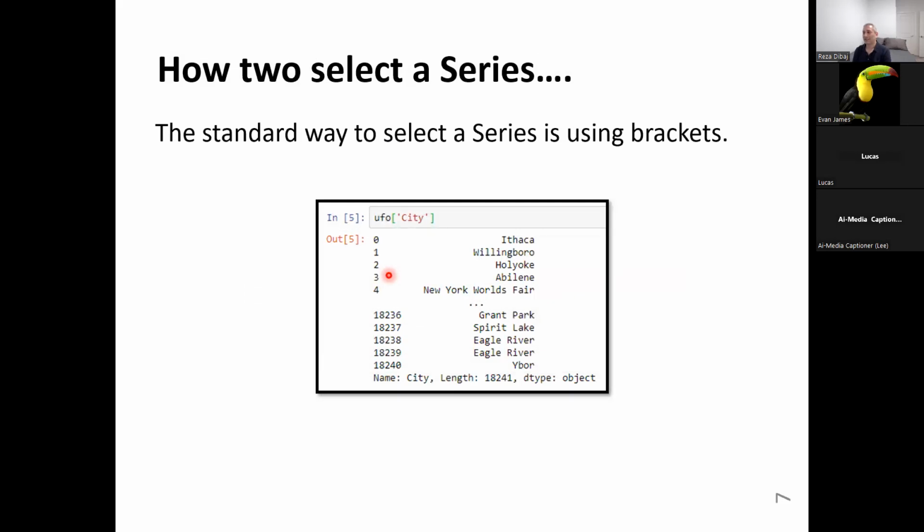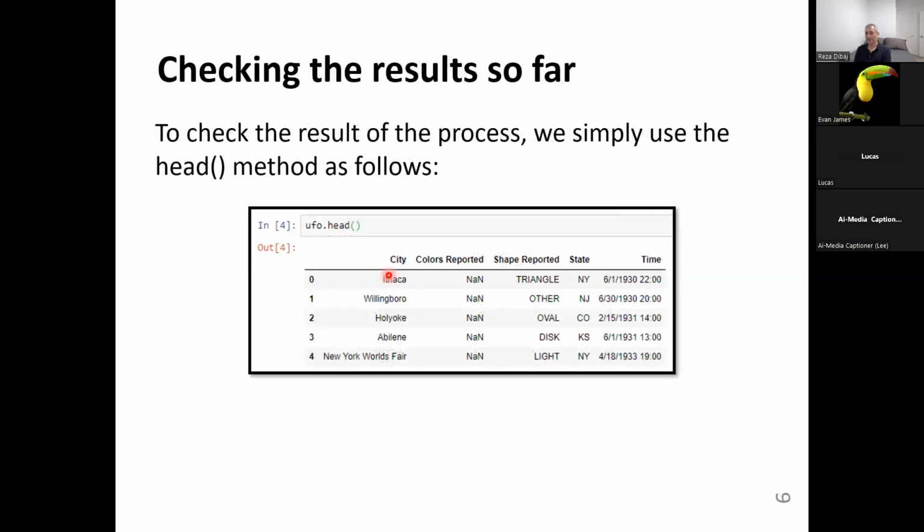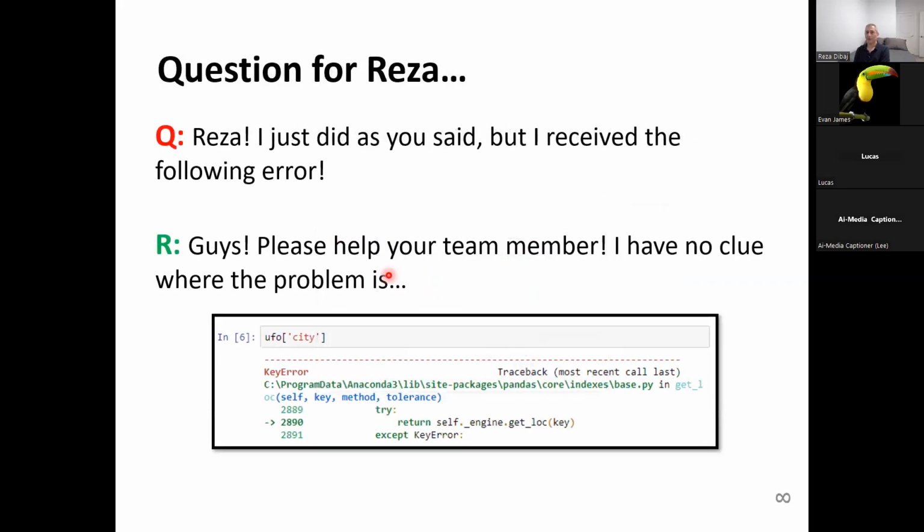In that case, we do not have any option except using bracket notation. So instead of saying dot colors reported, everybody please say UFO, brackets, single quote, colors, space reported. And in that case, would you please confirm that you see something like this, like not a number, not a number? Okay, bravo.